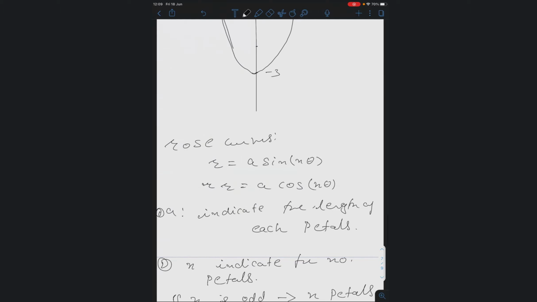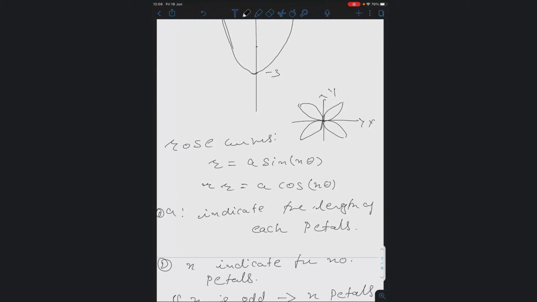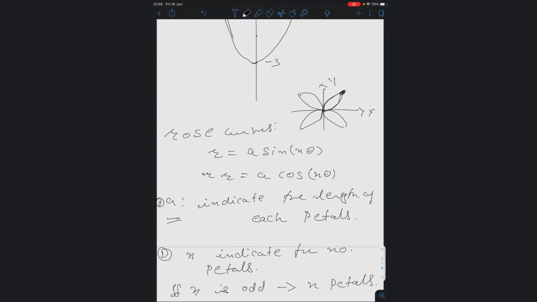Okay, and if I'm saying something like a flower, I'm going to get something like this. I am not able to draw it well here, but something like this I'm going to get. This is just an example I have drawn. This is the y-axis, this is the x-axis. So how am I going to decide how many petals I'm going to get and the length of each petal? This petal I have drawn, to what extent I draw it will be indicated by A. Now N indicates the number of petals.